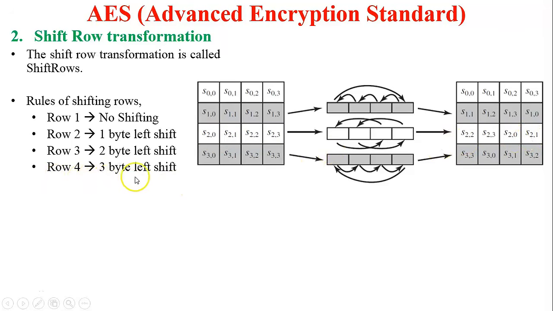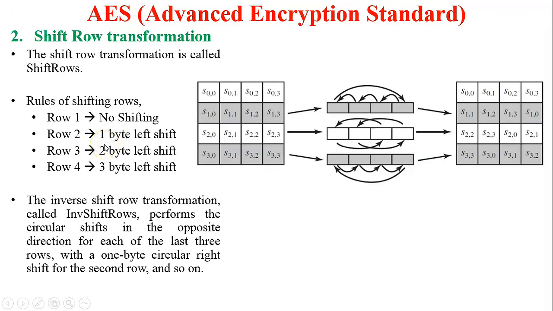Row 4 is a 3 byte left shift. In row 4 you can see here this is a 3 byte left shift, so S30 is replaced by S33. Now you can see here S33. So this is the shift row transformation.